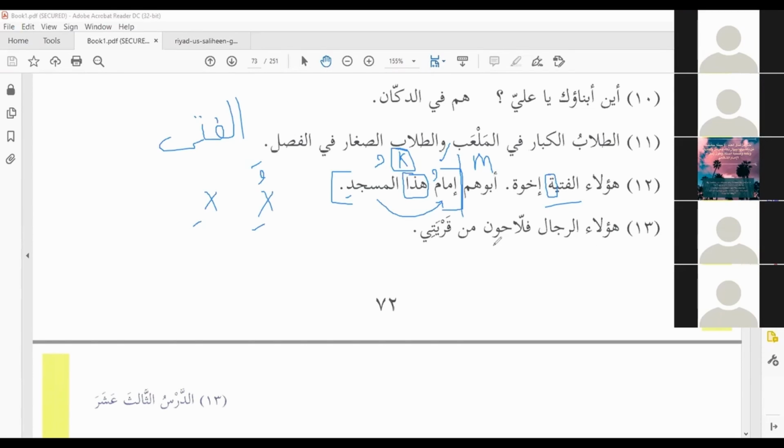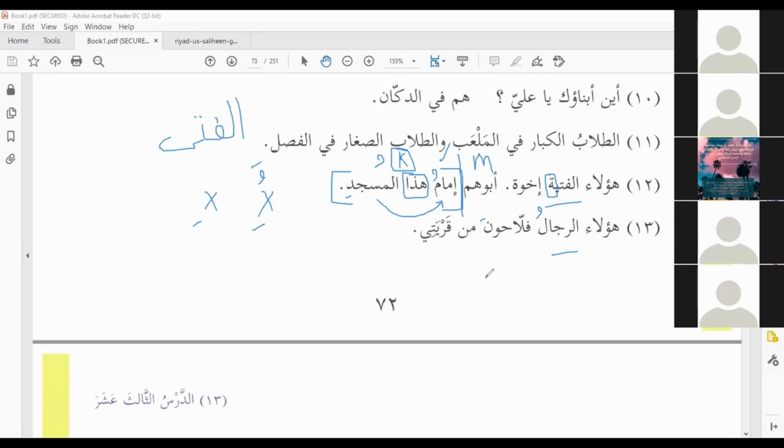Number 13, Sheikh family. هؤلاء الرجل فلاحون من قريتي. Good. Except it's rijal and not rajul. But that's fine. هؤلاء الرجال فلاحون من قريتي.